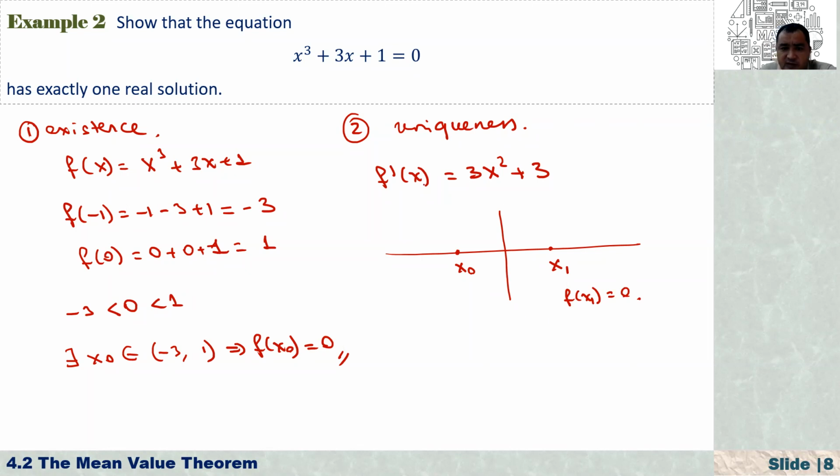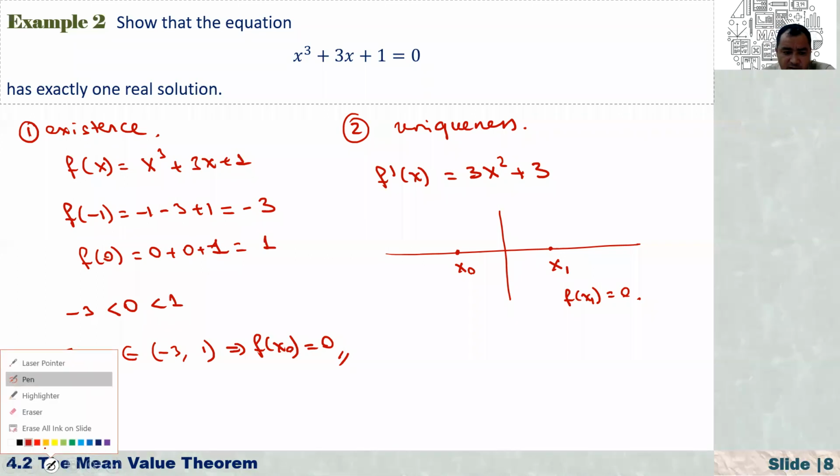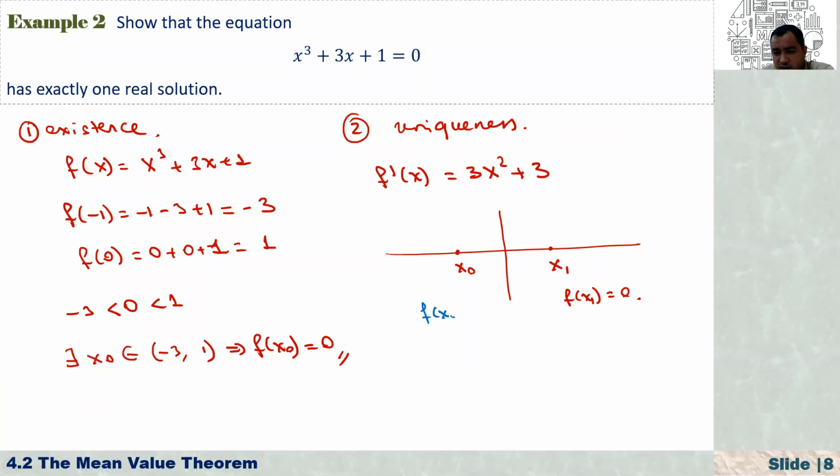So now, as you see, our function is a polynomial function. It is continuous and it is differentiable at every point on the number line, right? And also here we have another condition: f of x sub 0 is equal to f of x1 is equal to 0.